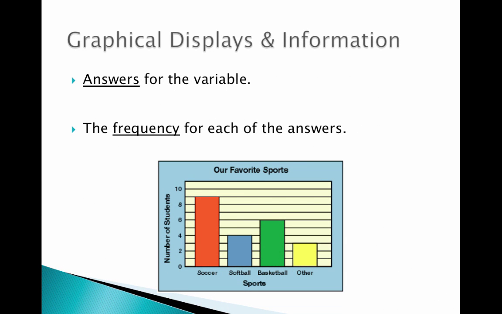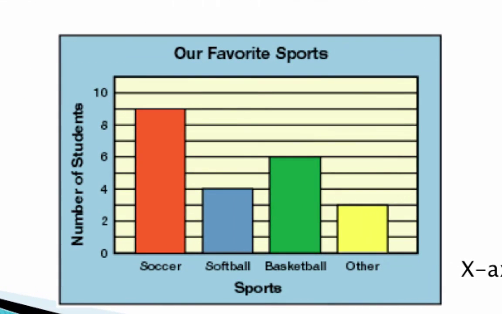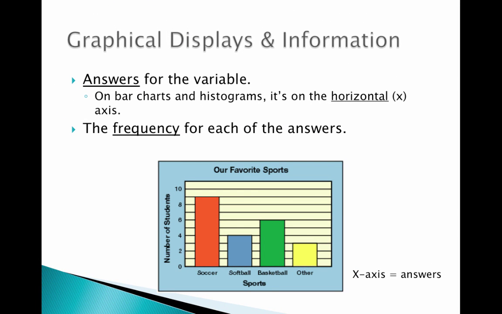Okay, so one thing that's going to be present in all types of graphs that we create and that we'll see are the answers to what the variables are. So if we look at this bar chart, we see this is displaying our favorite sport. On the x-axis or the y-axis, which one are we going to find the answers to this variable of favorite sport? Well, we're going to find it on the x-axis. We see that it shows soccer, softball, basketball, and other are the possible responses. So on bar charts and histograms, the x-axis is going to display what the possible answers are for variables.